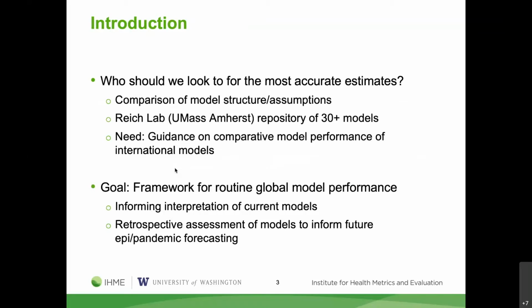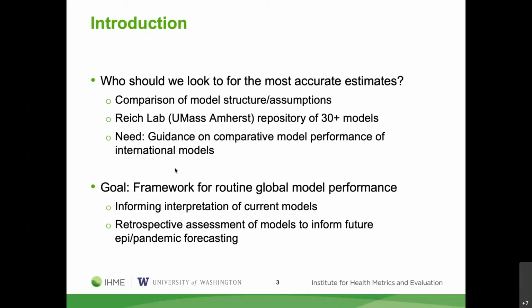I think early on, there was a bit of public and academic debate about the structure and assumption of models, which still continues. However, most of the comparisons were kind of one-off, cherry-picked, and not comprehensive, and thus the conclusions you can draw from those comparisons are rather limited. I think the Reich Lab at UMass Amherst did a fantastic job of organizing and collating now a repository of 30 plus models for the United States.